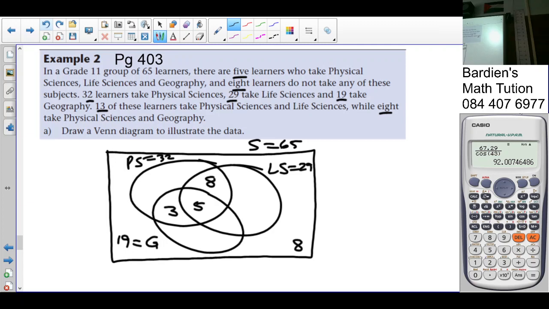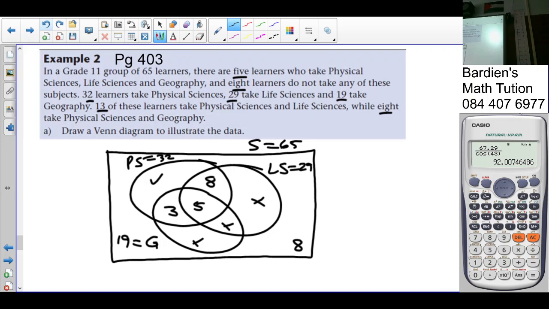So at this point, what can be calculated? Physical science only? Anything else? Geography only? No. So, life science only? No. The intersection thereof at this point? No.